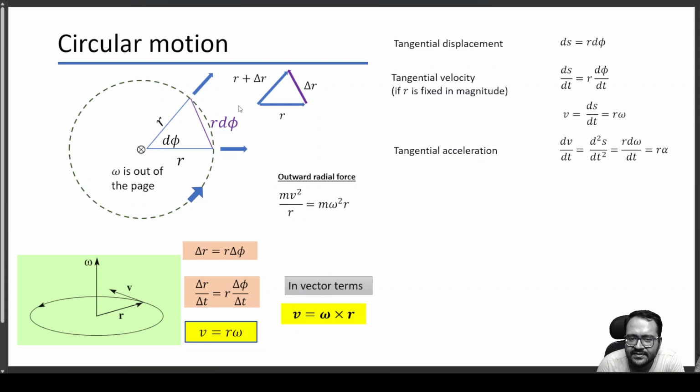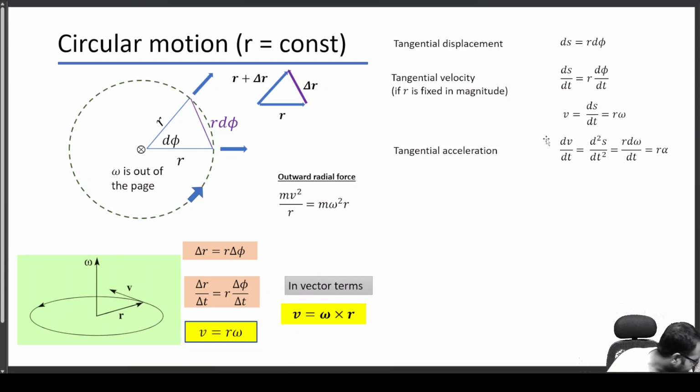Okay, see, we have something more to discuss. All this should be in bold format, otherwise fine. As I have already shown you in the last slide, your tangential displacement is ds. This is r d phi, and tangential velocity, if your r is fixed, you know all of this, that ds by dt is r d phi by dt, and v is ds by dt, r omega. This is all repetition. I just add one thing, the tangential acceleration. The only thing I added here is tangential acceleration.